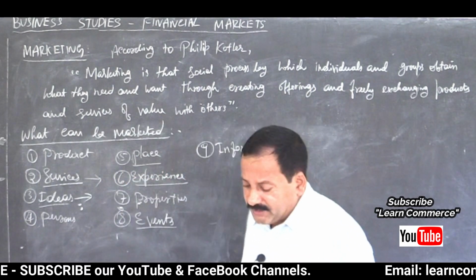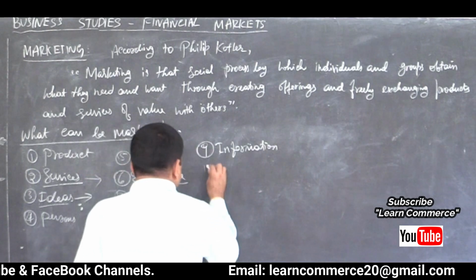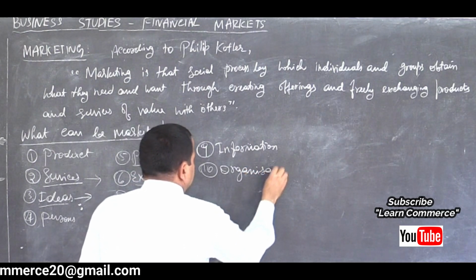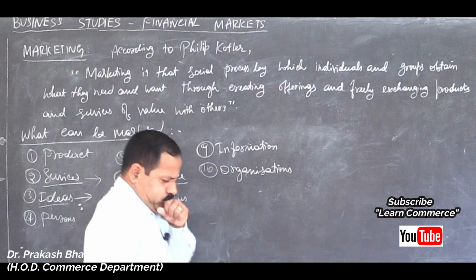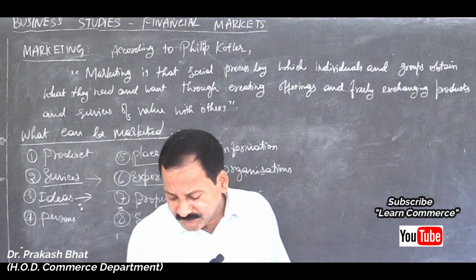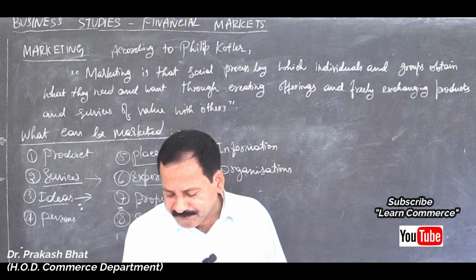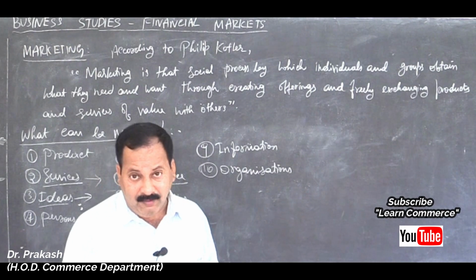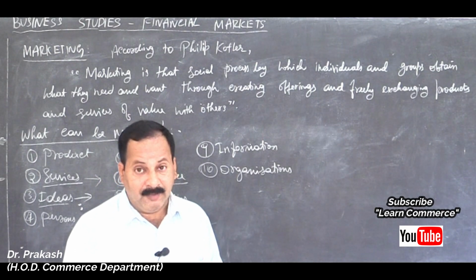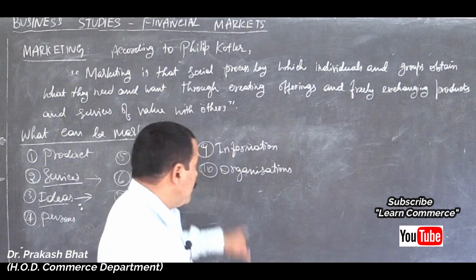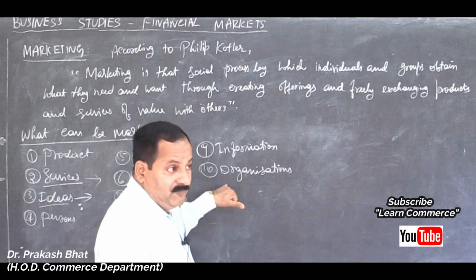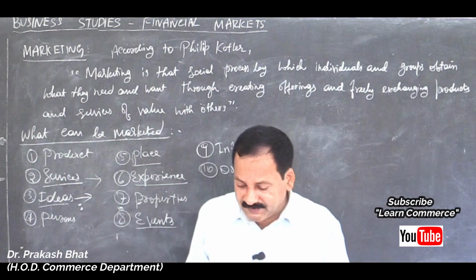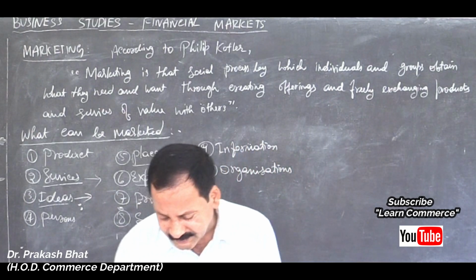Then last one is organizations can be marketed. Organizations in the sense, that is the public image of organizations like Dabur, Procter and Gamble, Asea Brown Boveri, ABB Limited, isn't it? All these can be marketed. Their quality products also can be marketed, and the organizations themselves can be advertised or marketed. So these are the various items that can be marketed.